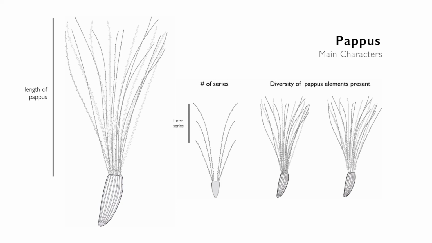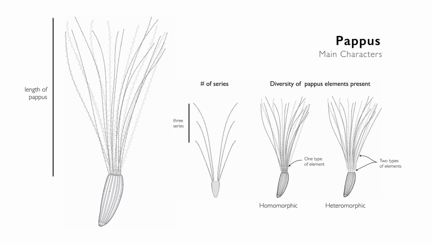The other main character is the diversity of pappus elements present in that particular structure. So we have situations in which we only have one type of element, that is called the homomorphic pappus, or we could have 2 types of elements, and we call this sort of pappus heteromorphic pappus. Please notice that the type of element could vary inside the floret, and it also can vary in the same head between the disc florets and the marginal florets.